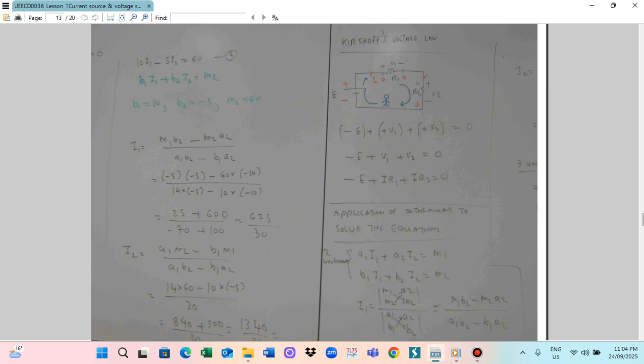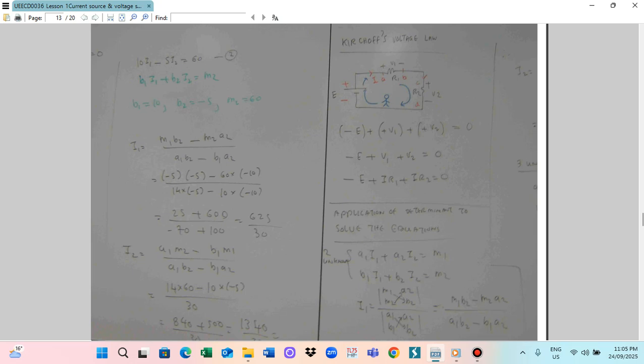So you now use the formula. I1 is equal to N1 B2 minus N2 A2 divided by A1 B2 minus B1 A2. So I1 you can calculate. The N1 you can substitute now. N1 is equal to minus 5. B2 is equal to minus 5. Minus N2 is equal to 50. A2 is equal to minus 10.